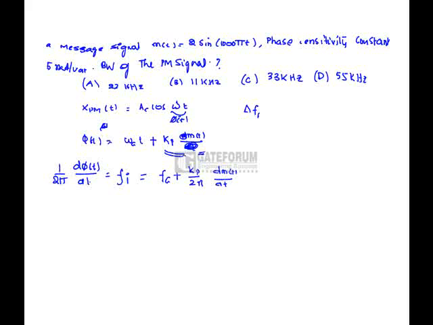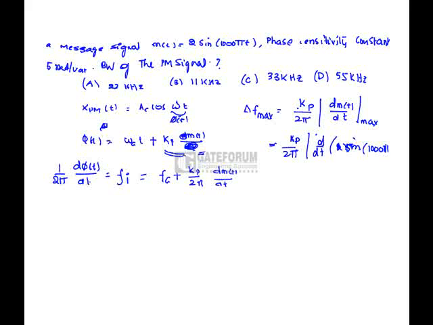So here delta f max, which is nothing but the maximum frequency deviation, is equal to kp by 2 pi times dm of t by dt max. So kp by 2 pi d by dt of m of t, which is 2 into sine of 1000 pi t, max. After getting delta f max, if we substitute in the bandwidth, that is 2 into delta f max plus fm, it is equal to 11 kilohertz. That is option B is correct.